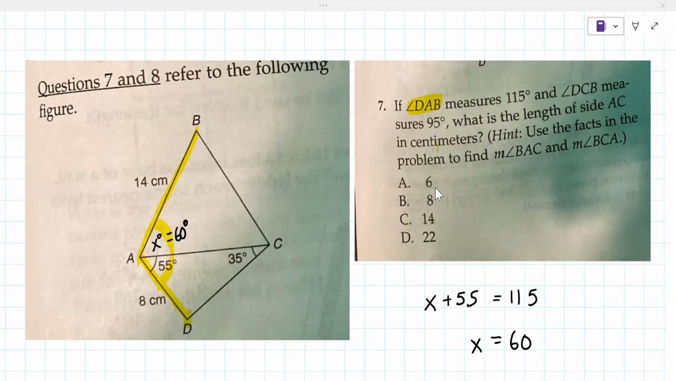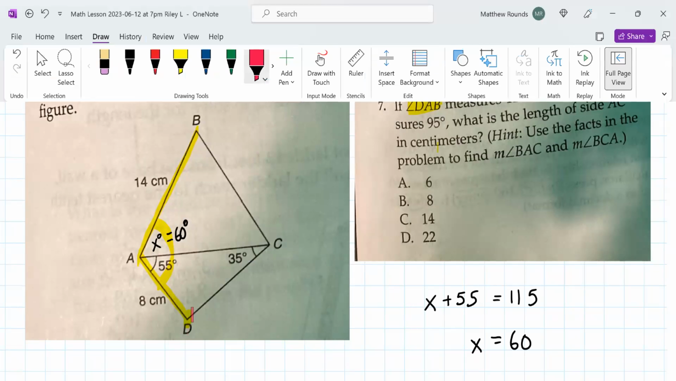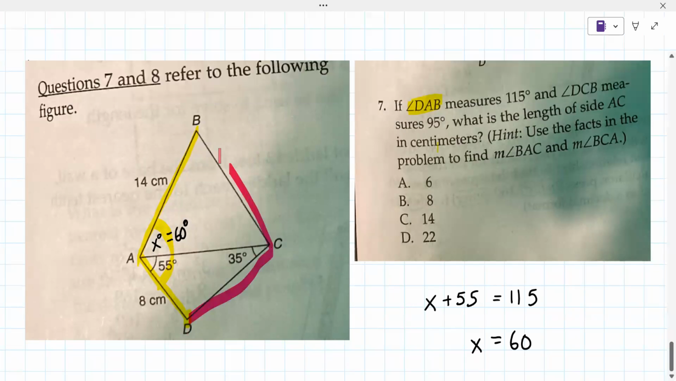All right. Now let's do the same thing on the other side. It says BCD is 95. So that's this whole thing. D to C to B is 95. So it's very similar.